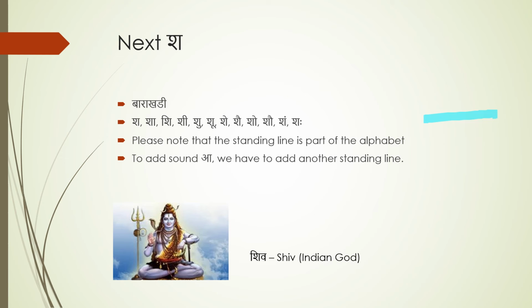The next one is sh. Let's look at how sh is written. Here, what I would request you to do is start with the top line and attached to the top line, draw a small circle and then write the R after it and then a standing line. Now notice the standing line over here is part of the letter itself. So sh comes with one standing line and sha has another standing line written just beside it.